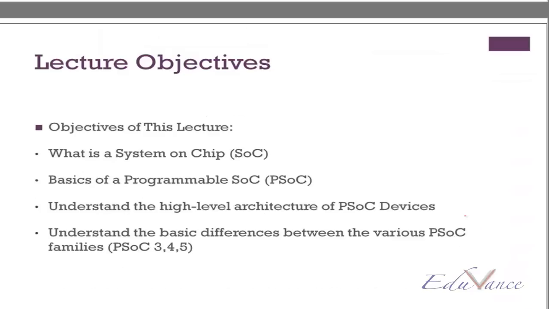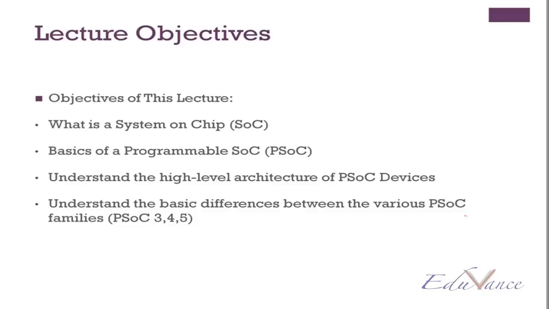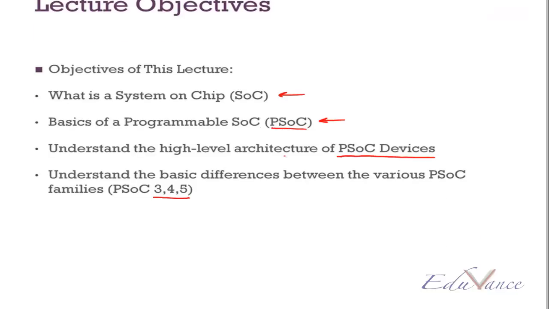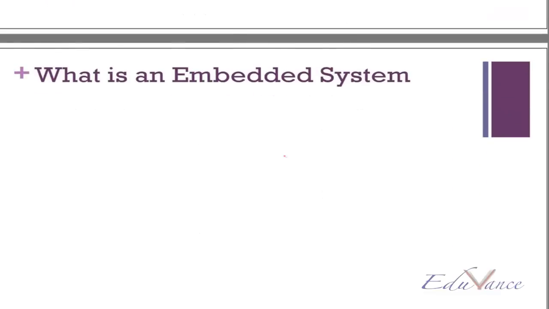So as part of today's lecture we will understand what is a system on chip, then the fundamental concepts behind a programmable system on chip. Then we would understand the different types of PSoC devices and the differences between the three main PSoC devices, PSoC 3, PSoC 4 and PSoC 5. So before I move on to explaining what a PSoC is, let's first understand what is an embedded system.